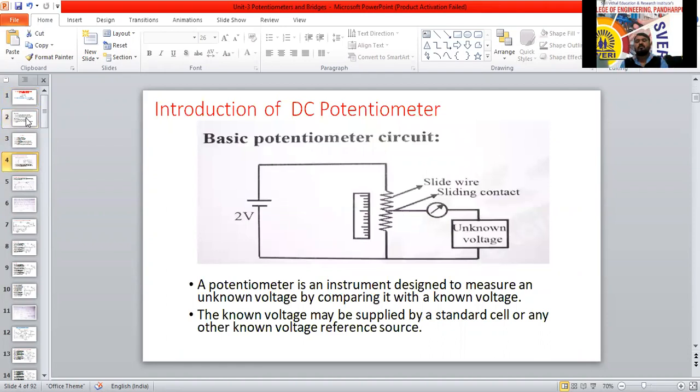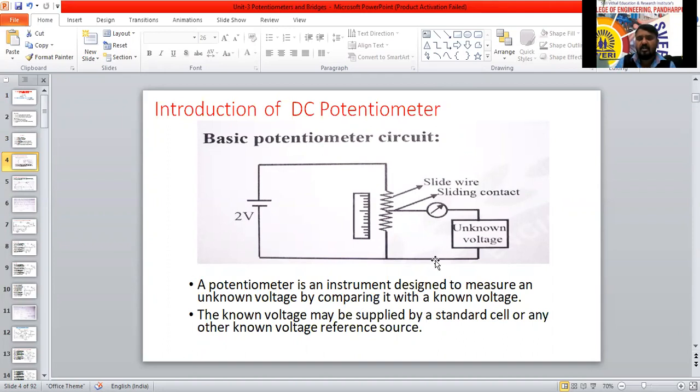Then also for your kind information, what do you mean by potentiometer? It is an instrument which we have designed to compare the unknown voltage with the known voltage. For example, what do you mean by calibration? Calibration is the same thing. We have to compare the unknown voltage with the known or standard voltage. If we get the same answer for the unknown voltage and standard voltage, both are the same, the tool is perfect or accurate.